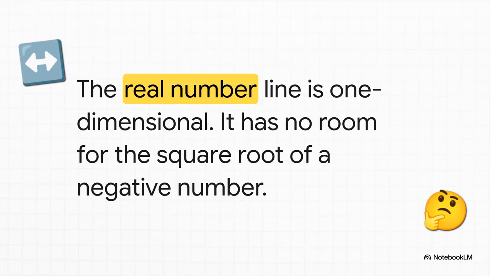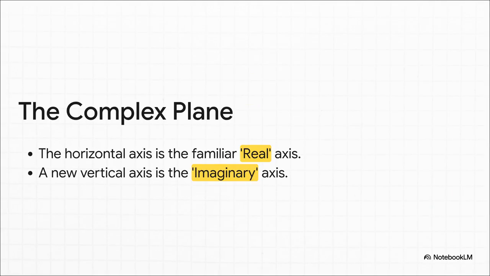Just picture our good old number line. It's flat, right? You can go to the right for positive numbers, to the left for negative numbers, and that's it. It's basically a one-way street, forward and back. There is simply no room on this line for a number like i. So what's the fix? Well, we do something kind of mind-bending. We add a new dimension. We keep our horizontal line for all the real numbers we know and love, and we add a vertical axis for our new imaginary numbers. And just like that, boom, we've created a two-dimensional map called the complex plane.